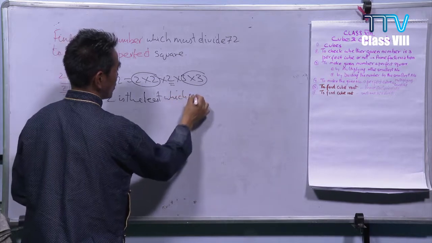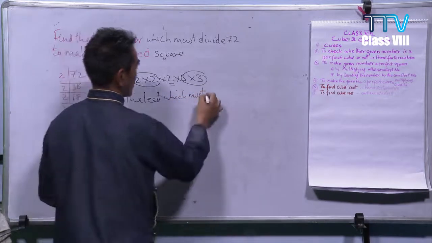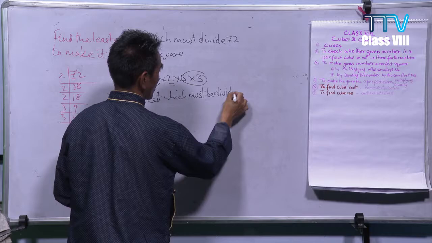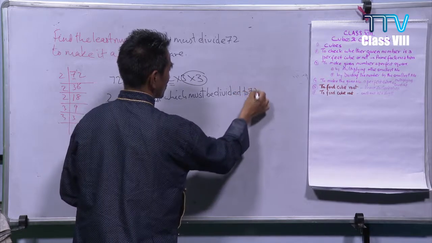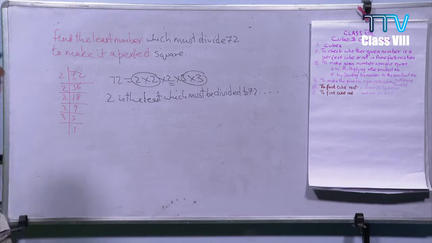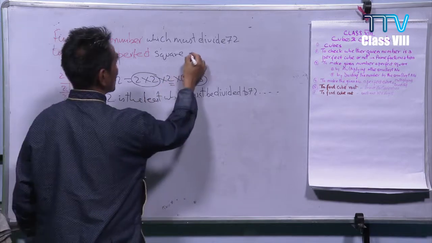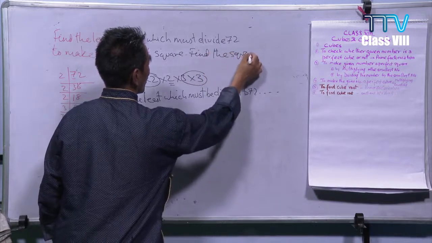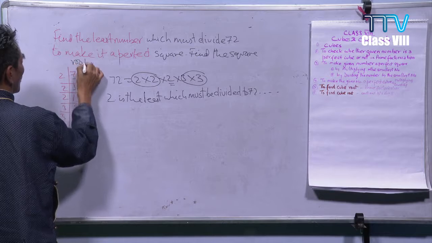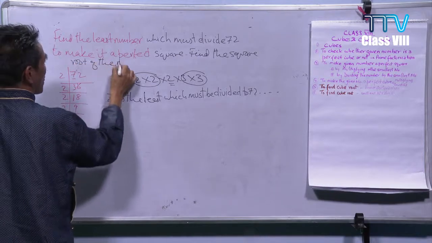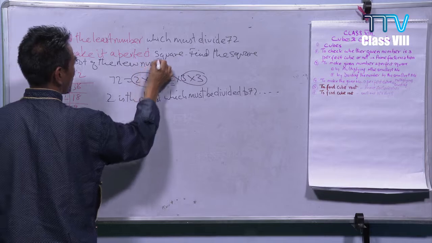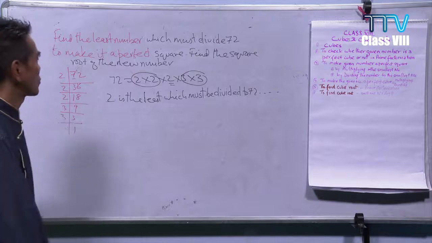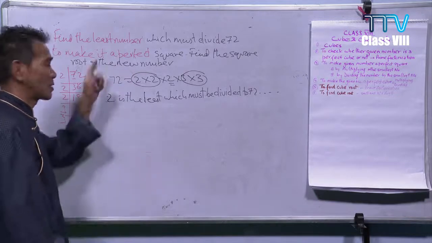We should divide 72 to get a perfect square. To find the square root of the square, find the square root of the new number, the quotient, the resulting number.